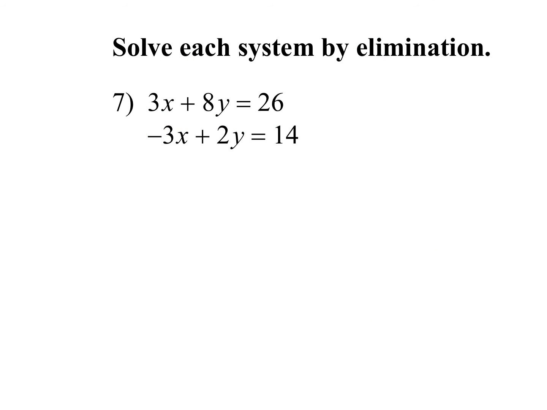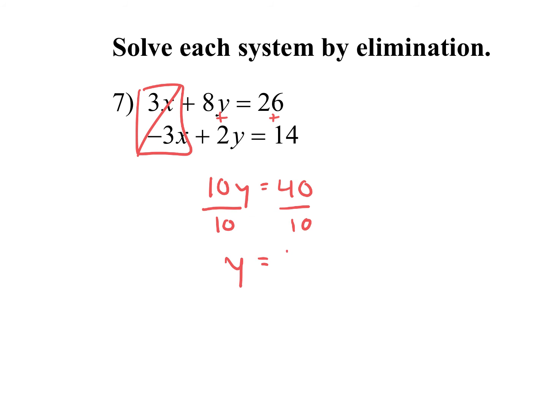What can I do? So the x's already eliminate right off the bat because 3x minus 3x is 0, so they cancel out. So I'm just adding all of my like terms. What's 8y plus 2y? 10y. And what's 26 plus 14? 40. What should I do next? Divide by 10. So y is equal to 4.